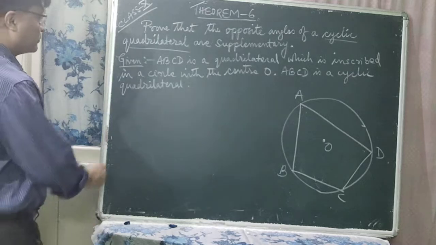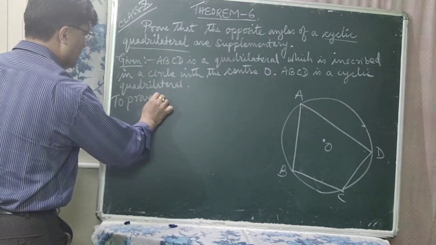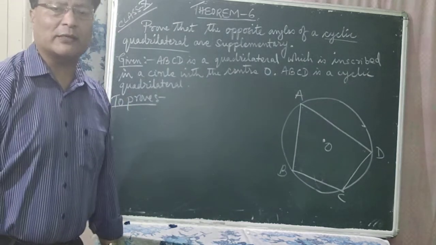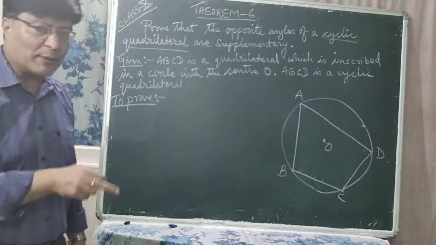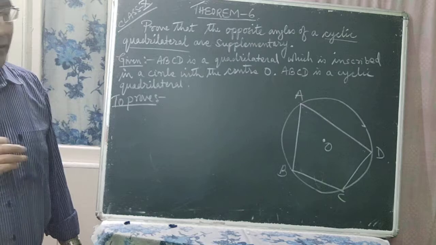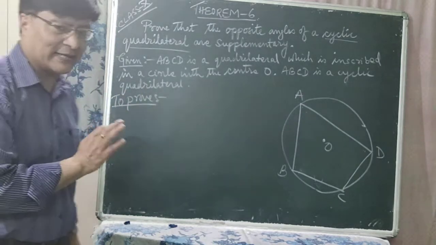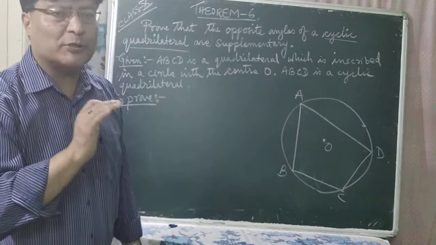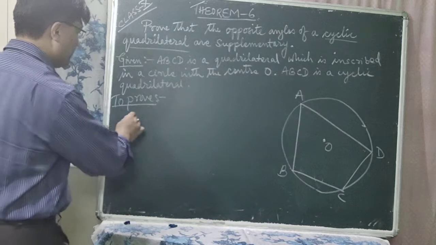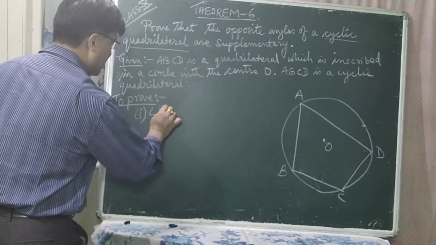Okay? So now to prove. Now what is to be proved? The opposite angles of a cyclic quadrilateral are supplementary. It means that the sum of the two opposite angles of a cyclic quadrilateral is supplementary. Okay? So to prove, number one is angle BAD.